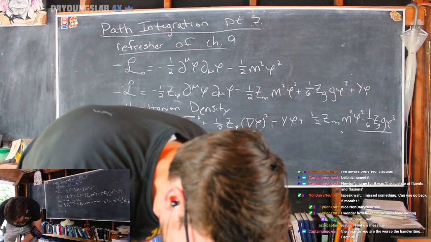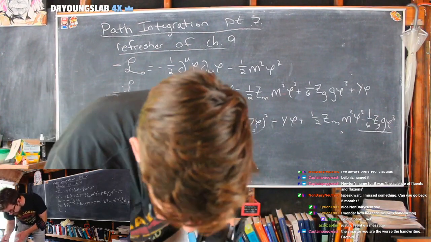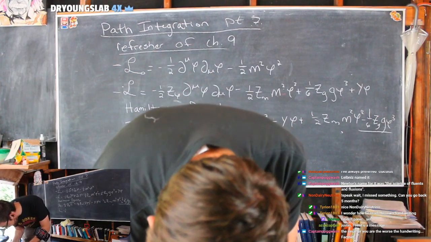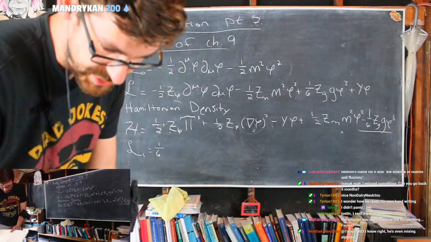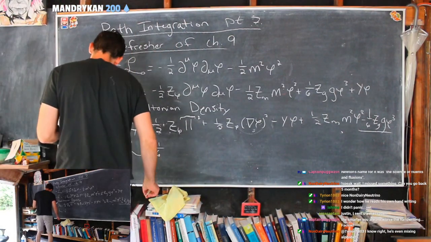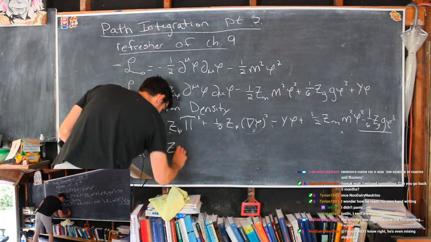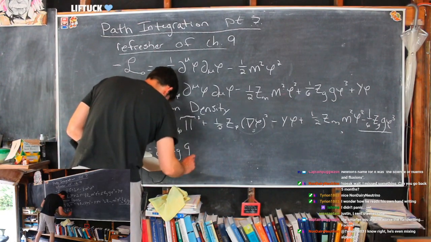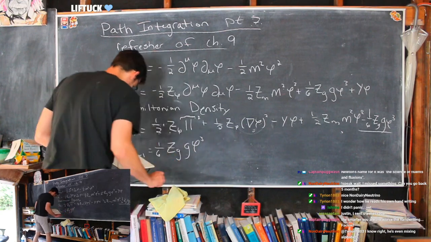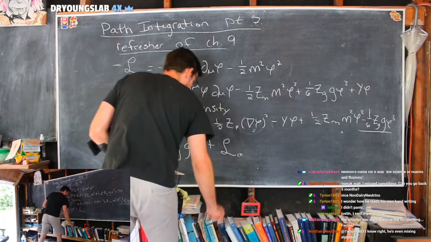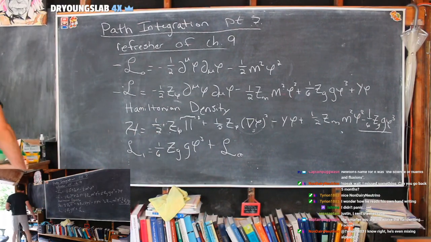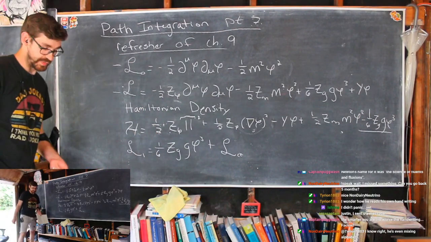The interacting term on the top of the second page is supposed to be 1/6, not 1/2. So if you're following along, you should fix that. And then Z_g g phi cubed plus the Lagrangian counterterms. Now, the Lagrangian counterterms are the one that's weird, right?